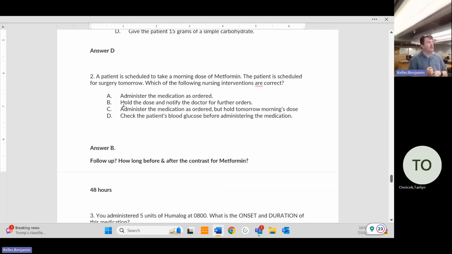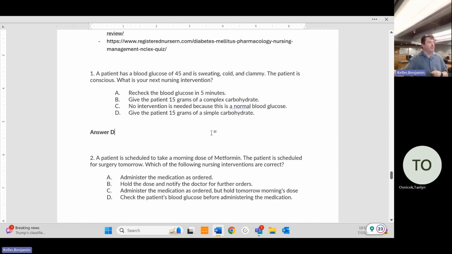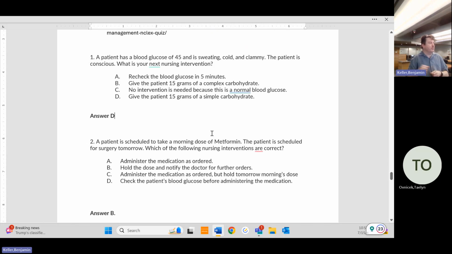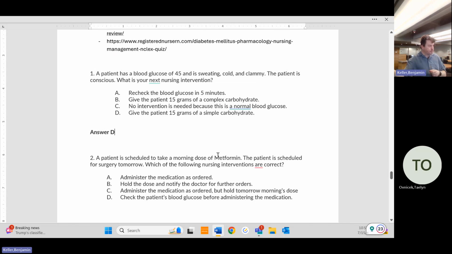Okay, number two: a patient is scheduled to take a morning dose of metformin, and the patient is scheduled for surgery tomorrow. Which of the following nursing interventions is correct? Administer the medication as ordered. You're like, maybe, but what do we need to know about metformin? We need to know that it's contraindicated with CT contrast dye, right? So if there is contrast dye in that procedure, and we don't know what kind of surgery it is, we shouldn't be giving the medication.